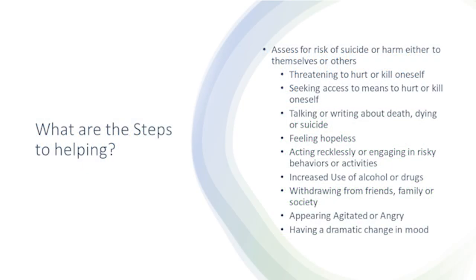What are the steps to helping? Assess for risk of suicide or harm either to themselves or others. Warning signs include threatening to hurt or kill oneself, seeking access to means to hurt or kill oneself, talking or writing about death, dying, or suicide, feeling hopeless, acting recklessly or engaging in risky behaviors or activities, increased use of alcohol or drugs, withdrawing from friends, family, or society, and appearing agitated or angry, or having a dramatic change in mood.